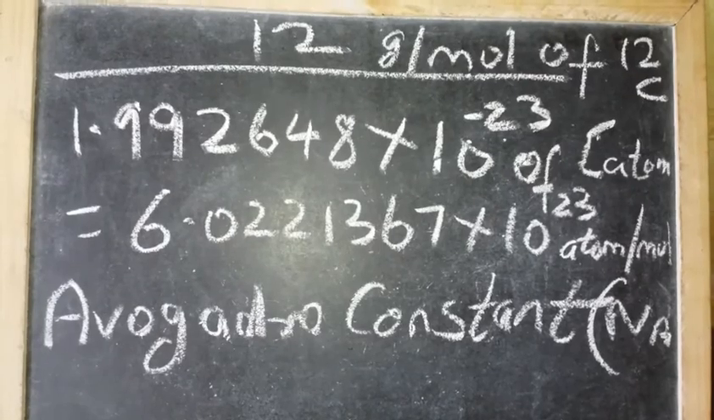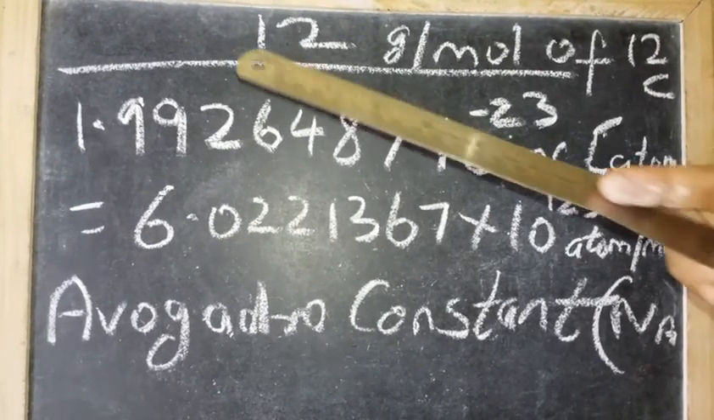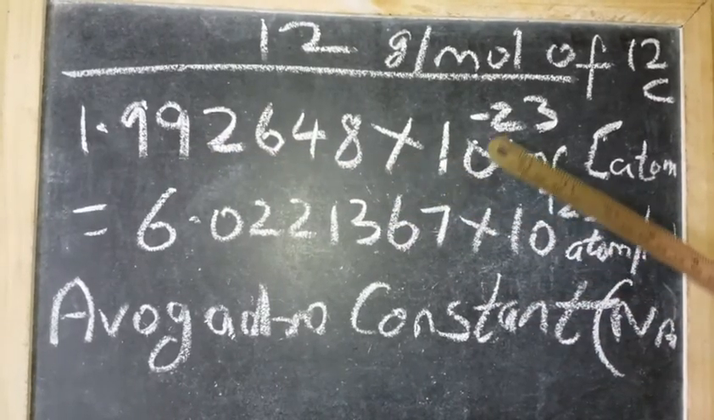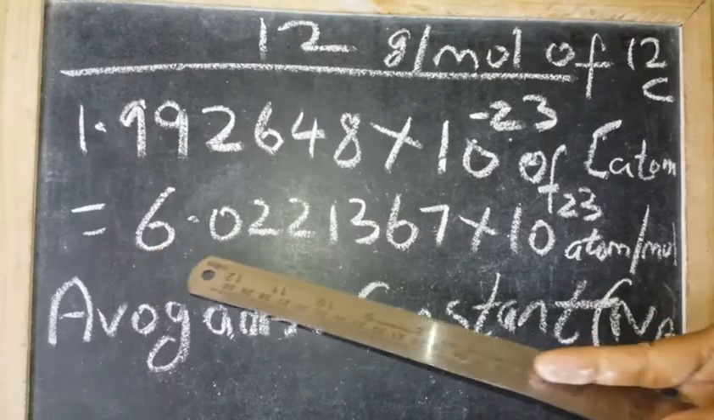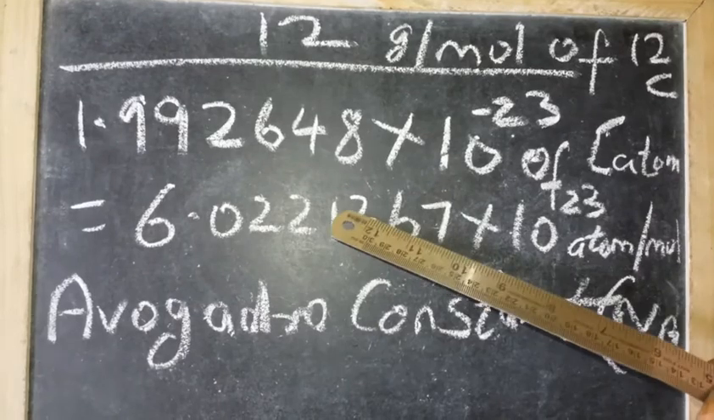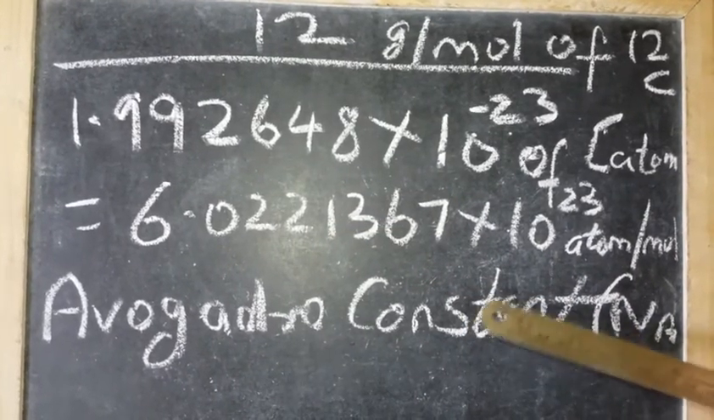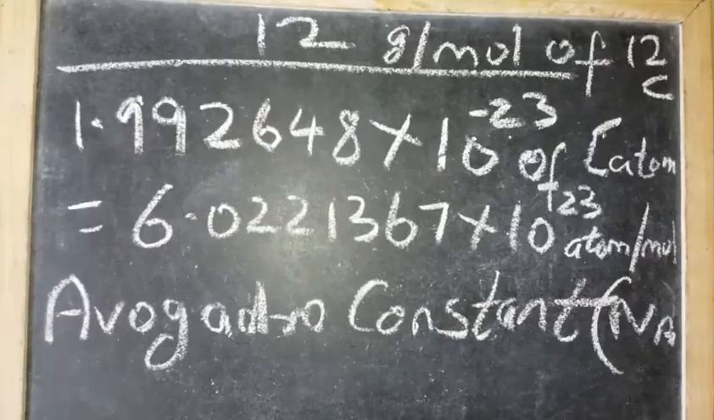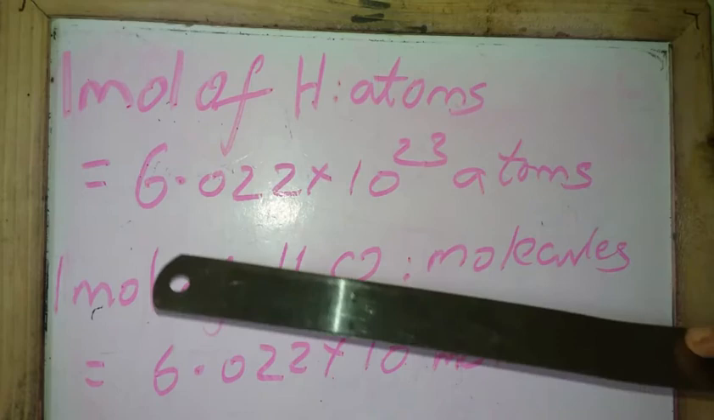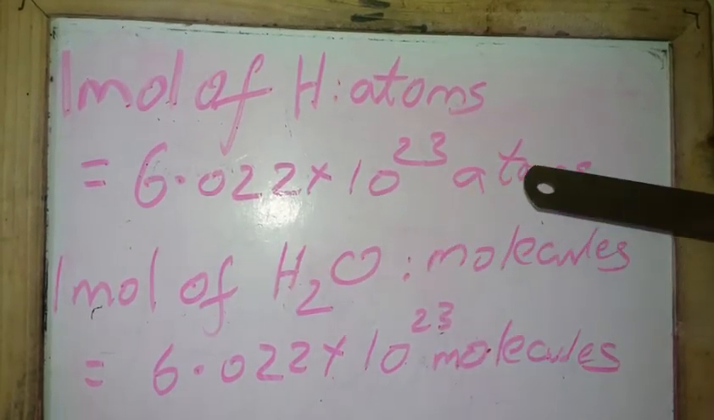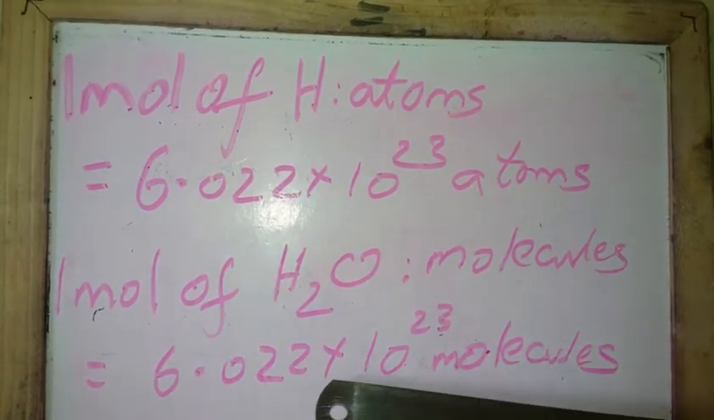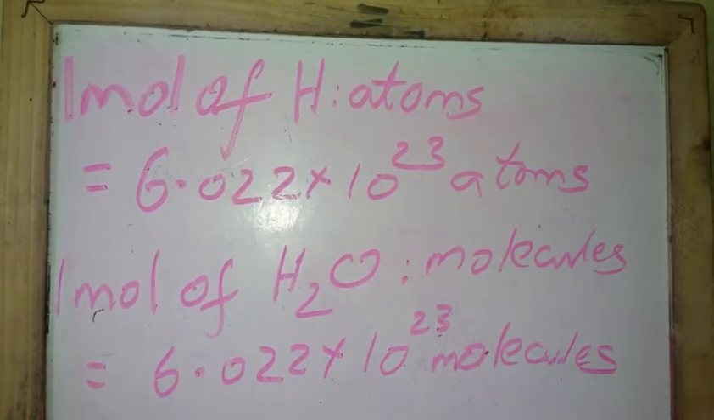Thus, the number of atoms in 1 mole will be equal to 12 divided by 1.992648 × 10^-23, which is equal to 6.0221367 × 10^23. This number is called the Avogadro constant, denoted by the symbol Na. Thus, 1 mole of hydrogen atoms is equal to 6.022 × 10^23 atoms, and 1 mole of water molecules is equal to 6.022 × 10^23 molecules.